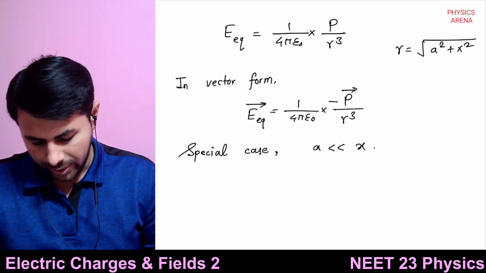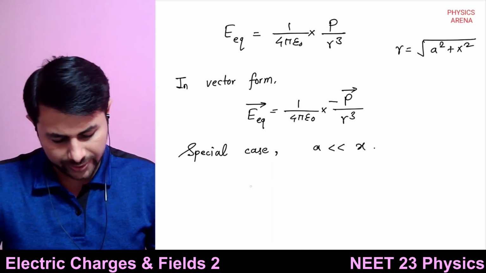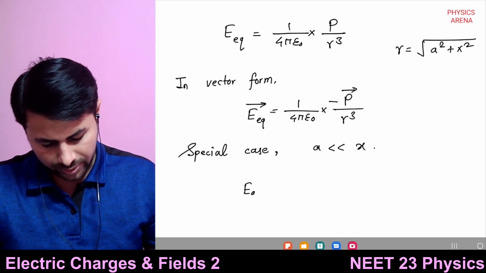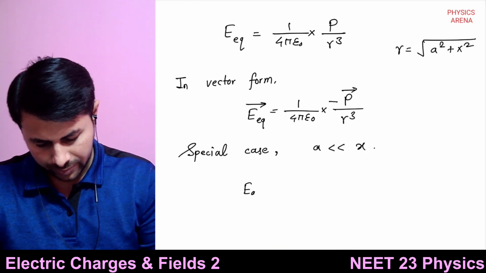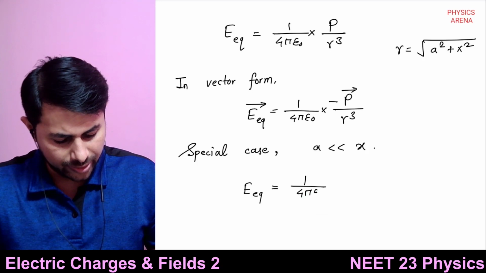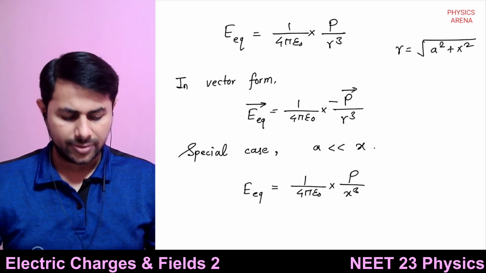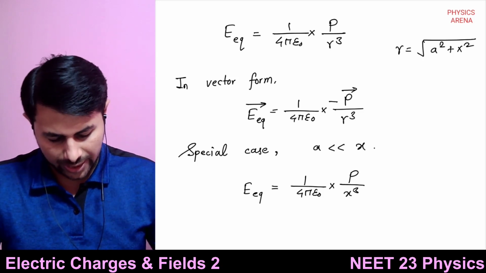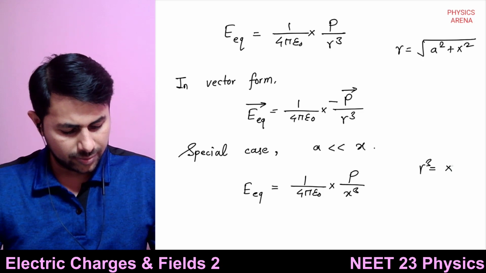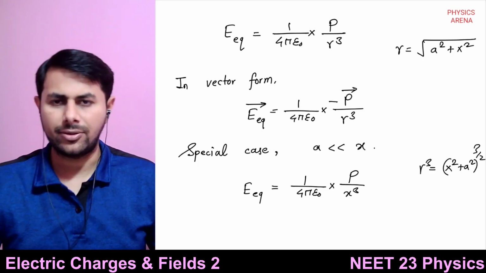Okay, so if a is very, very small compared to x, then we can say that E equatorial is equal to 1 upon 4 pi epsilon naught multiplied by P divided by x cube. Okay, because what is r cube? r cube is equal to x square plus a square raised to 3 by 2.